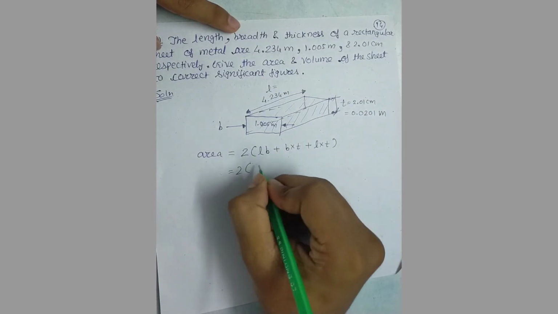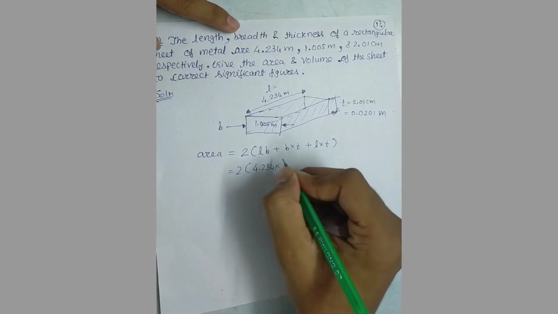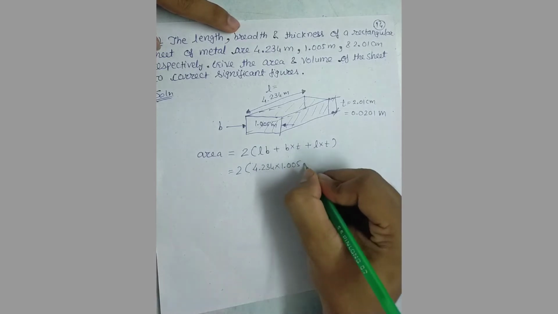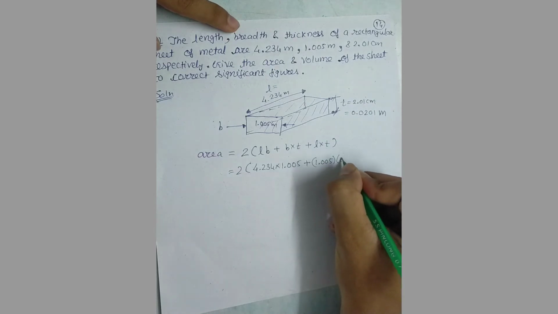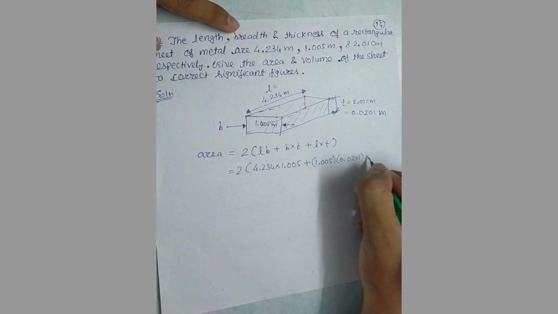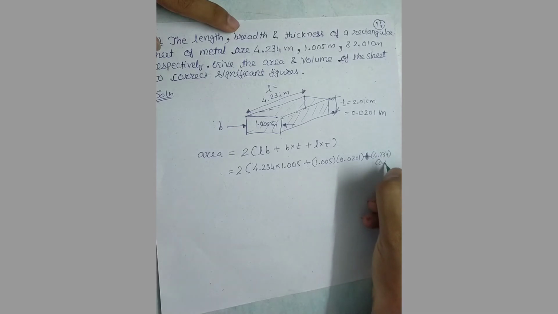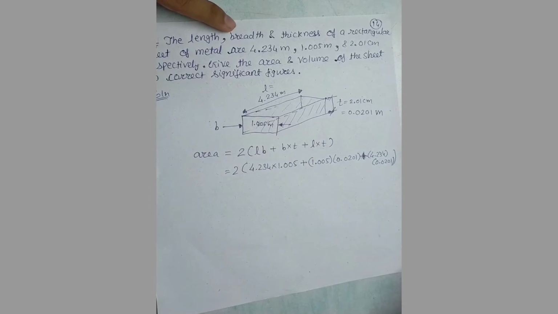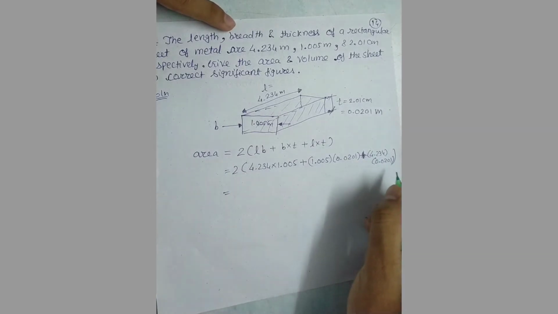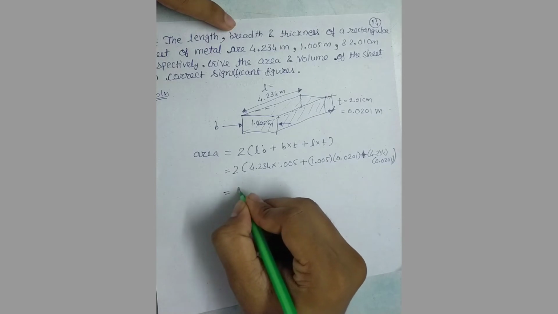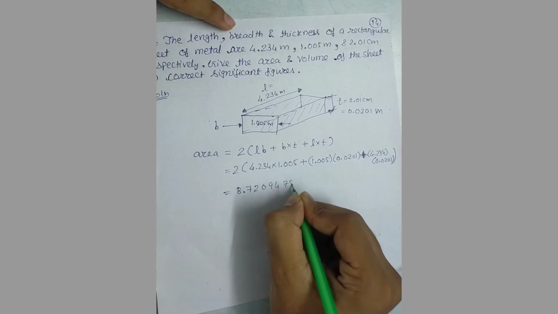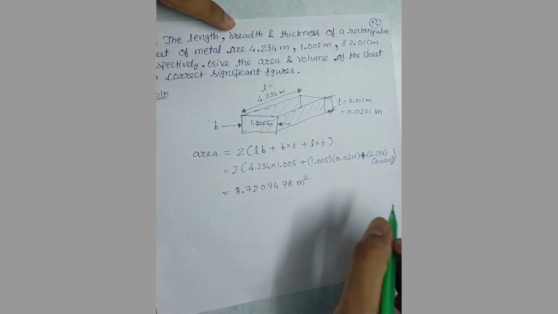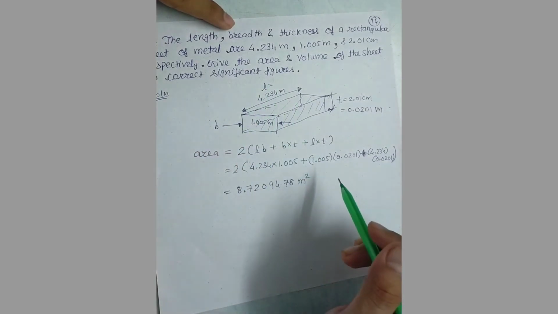So we can obtain it by substituting the values: 4.234 multiplied by the width 1.005, plus the width 1.005 multiplied by 0.0201, plus the length 4.234 multiplied by the thickness 0.0201, bracket closed. If you compute all this in your calculator, you will get the answer as 8.720947 meter square.